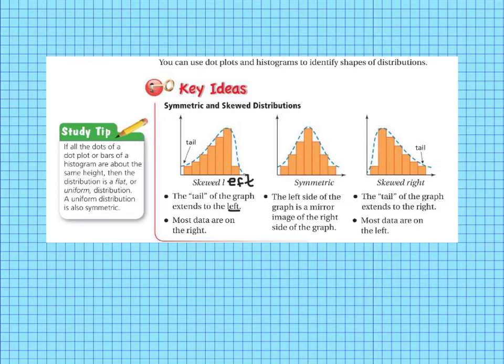Symmetric, the left side of the graph is a mirror image of the right side of the graph. And it doesn't have to be exact, but it would be pretty close. So a symmetric graph would be close to a mirror image. And then skewed right, as you might have guessed, is when the tail of the graph extends to the right and most of the data are on the left. So be sure these make it into your notes because they're super important for this lesson.